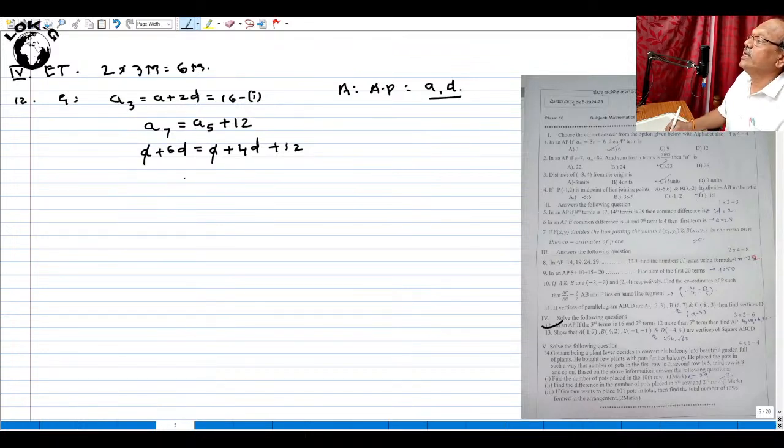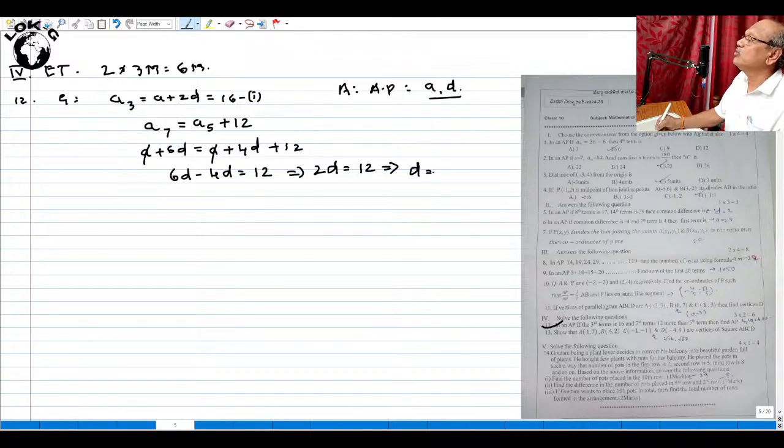Now, let us take D on the same side. You get 6D minus 4D is equal to 12. What is 6D minus 4D? It becomes 2D is equal to 12. Then D becomes equal to 12 upon 2. If there is multiplication, when it crosses the equality sign, it becomes division. 2 6s are 12, so D is 6.